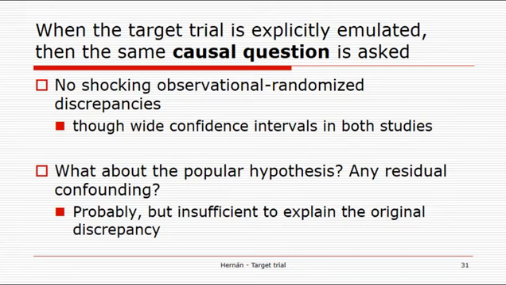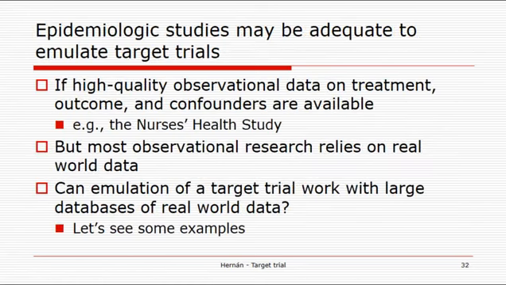So this doesn't mean that there is no confounding. There may be some residual confounding that we haven't been able to adjust for, but it clearly wasn't the most important part of this discrepancy. What really mattered is that the observational studies were not even trying to emulate a target trial.